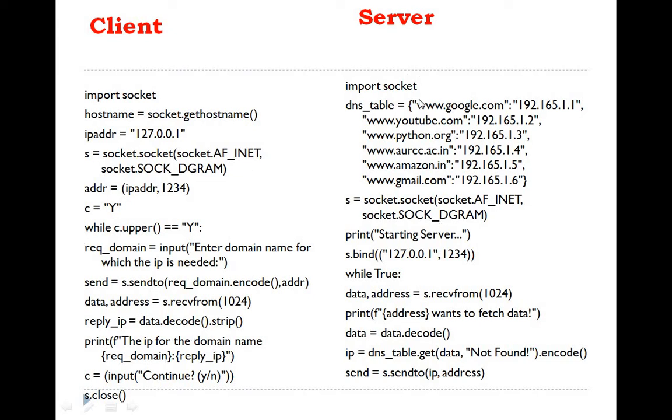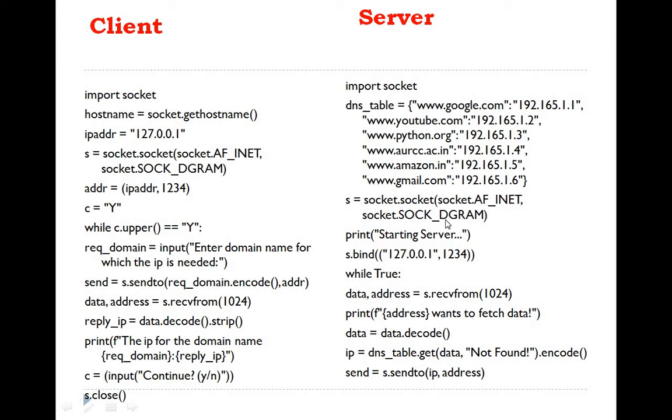Coming to the server side, here in the server socket, I'm storing all the domain names along with IP addresses. For Google I have given 192.165.1.1, for YouTube 192.165.1.2, for Python 1.3, for aurcc.ac.in 1.4, for Amazon 1.5, and for Gmail 1.6. So only a limited number of domain names are stored here.